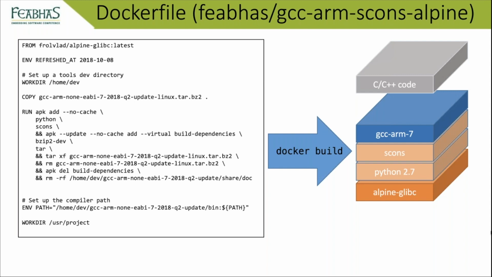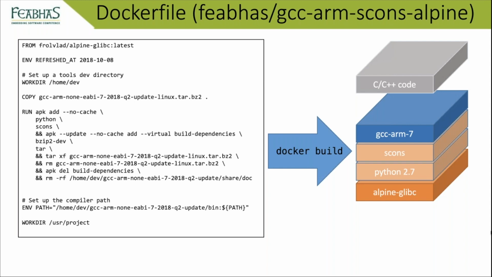So for our particular container image, we start with a base image. Now, we're using a variant of Linux called Alpine. The reason for using that is it's incredibly small. It's only a few megs. And it has the glibc library, which is required by the compiler itself. The compiler, of course, is a C application. We add to that Python 2.7 for SCons.